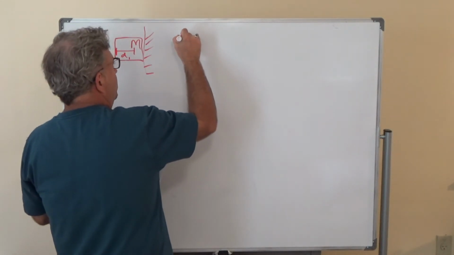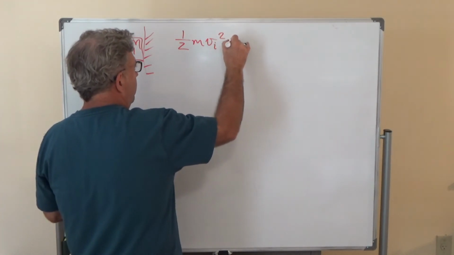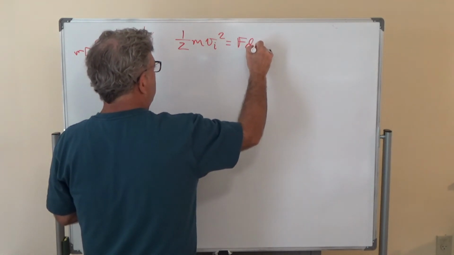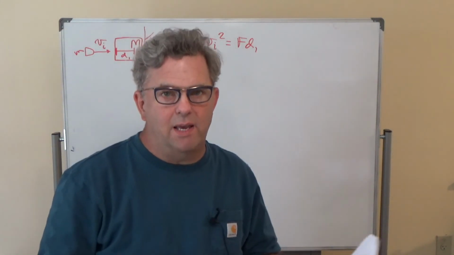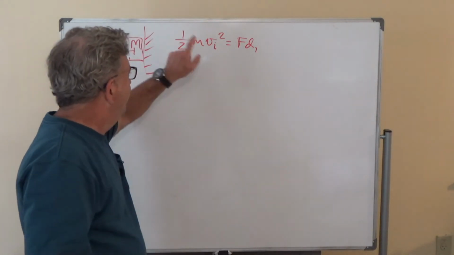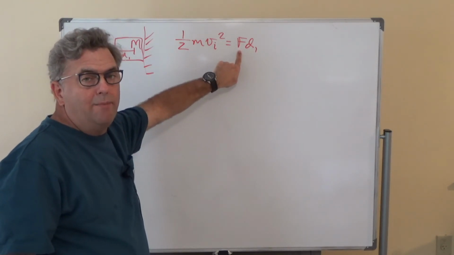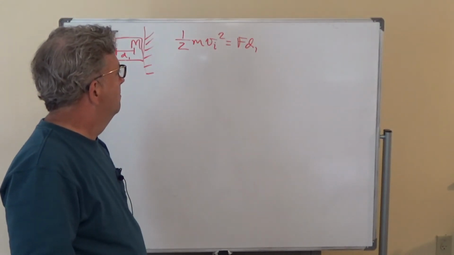So from work energy, you get 1/2 m v initial squared is equal to F D1. I'm not going to go through all the work as delta K and all that stuff. Think about it. That's the energy of the bullet. That's how much work you had to do to stop it. F times D1. Okay?